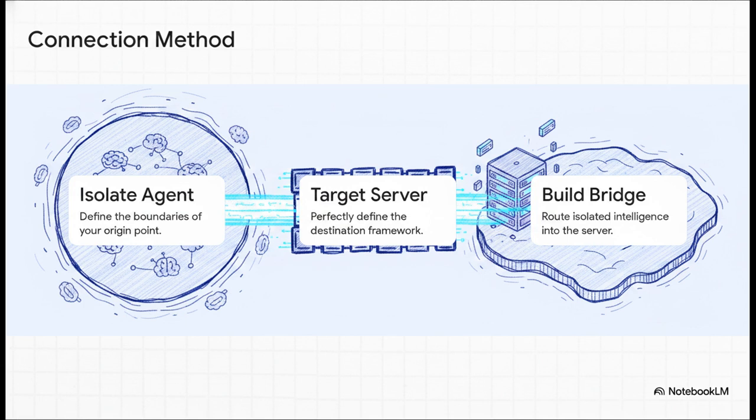Security first, for sure. And step 3, establish the connection. This is where the magic happens. You route the isolated intelligence directly into the server framework. You configure the agent's SDK to utilize the MCP's standardized protocols for data access. So the agent sends a structured request, the MCP server translates it, executes the tool, and returns the real-world context right back to the agent. 3 logical, highly technical steps to take 2 isolated systems and turn them into a single, functional continent.